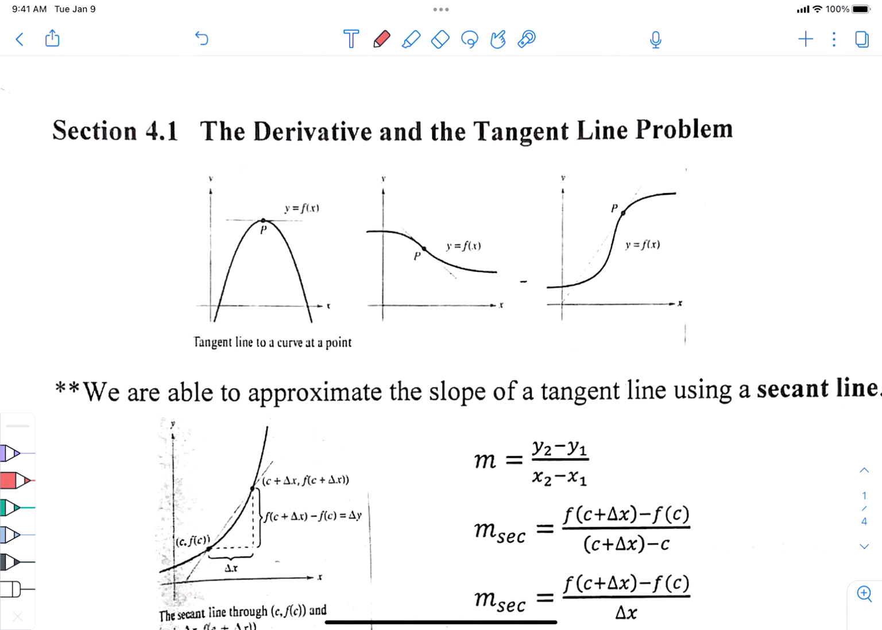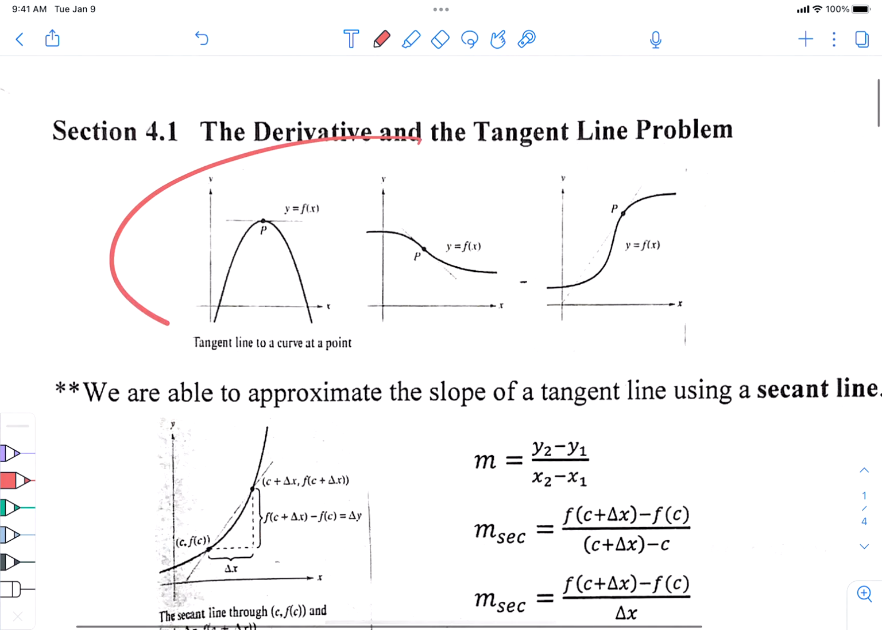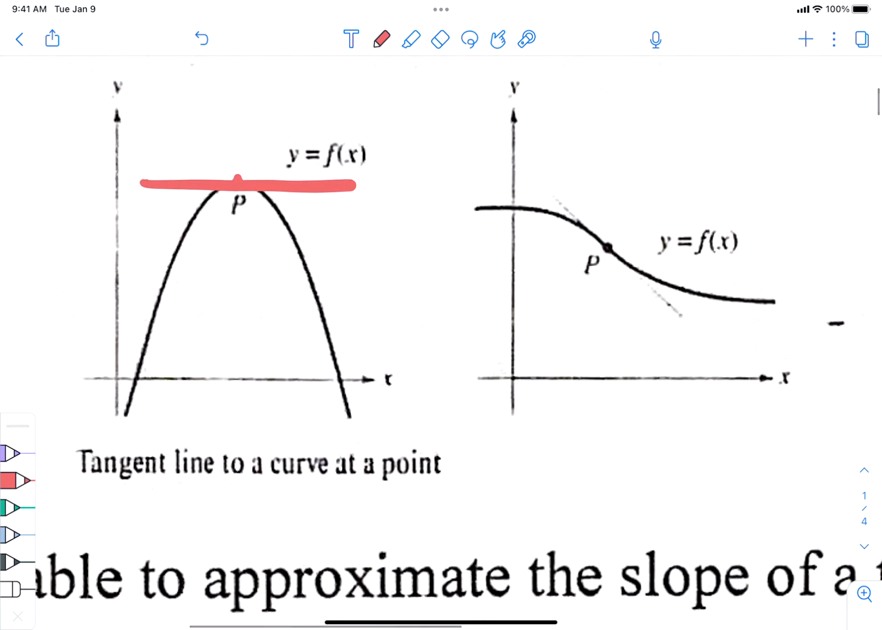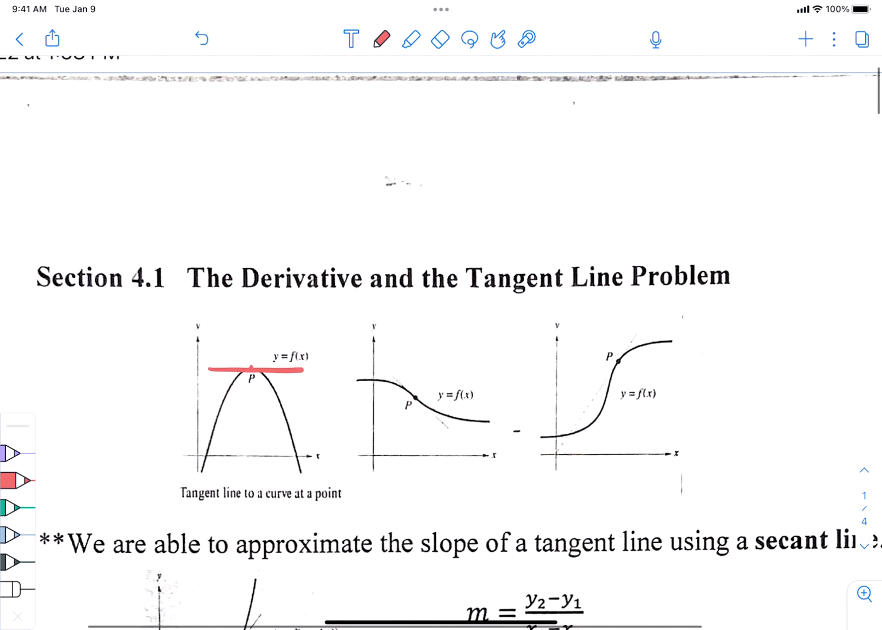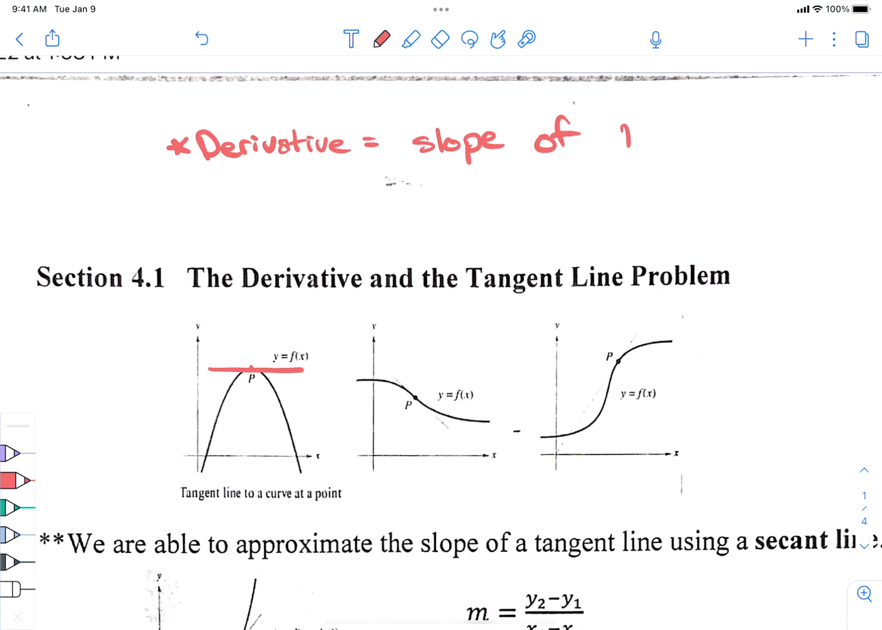Here's what a derivative is. If I'm looking at these three graphs right here, you see this little point and this little line that's extending off of it? Do you know what that little line is called? That's a tangent line, okay? A derivative, write this at the top of your paper. A derivative, in its most simple form, is the slope of a tangent line.